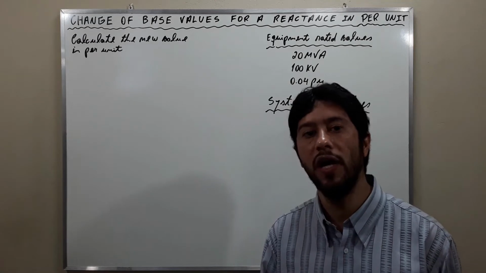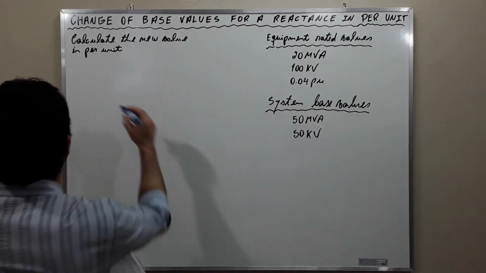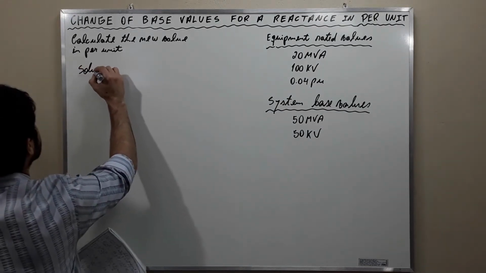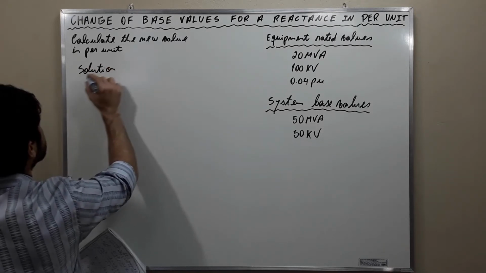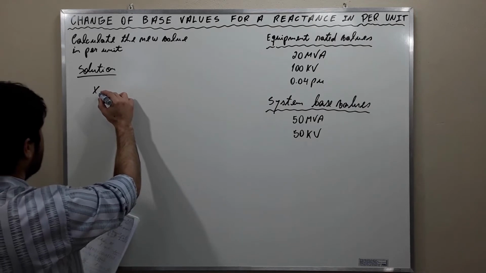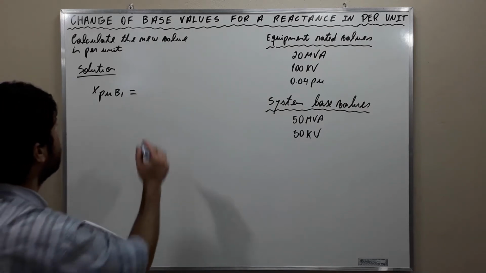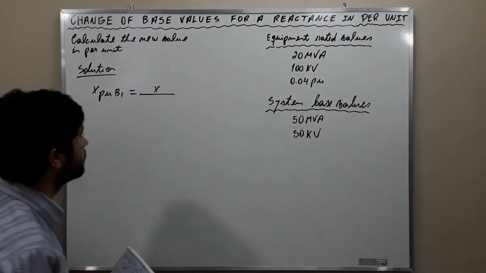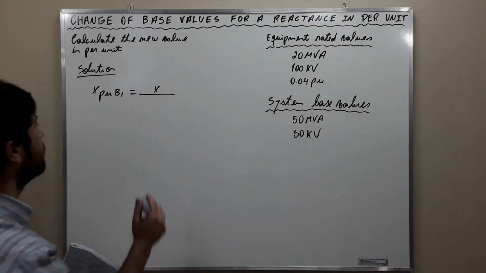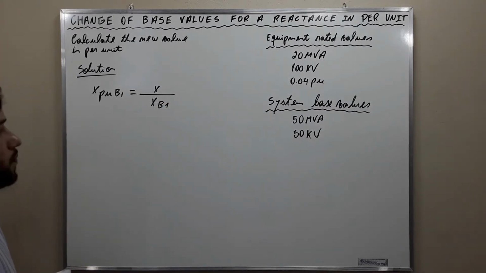Okay, my friends, this is the question. Let's go to the solution. We begin by understanding that the value of a reactance in per unit for one base system is equal to its value in ohms divided by the base reactance of that system, system 1.